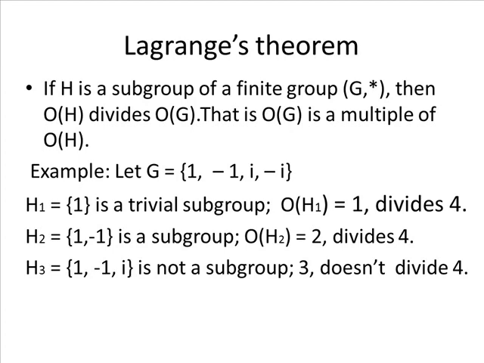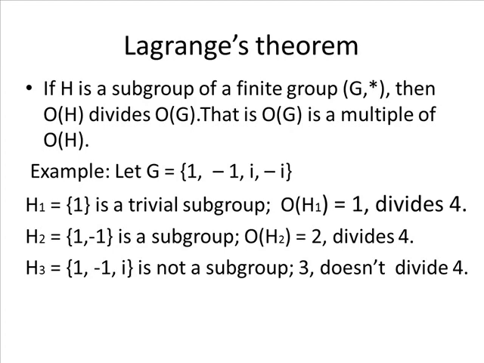Like in the example below, consider 1, minus 1, i and minus i. The singleton set 1 is clearly a subgroup, the trivial subgroup. It has only one element, so the order of H1 is 1, and 1 clearly divides 4, which is the order of the group G. Similarly, H2 containing only 1 and minus 1 is also a subgroup. You can verify that. It has 2 elements and the order 2 divides 4, which is the order of the group G star.